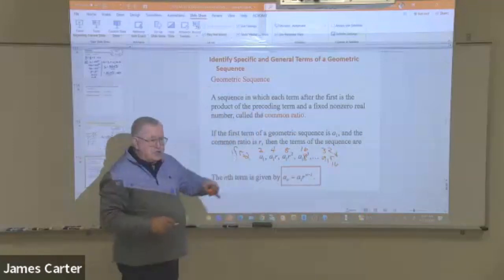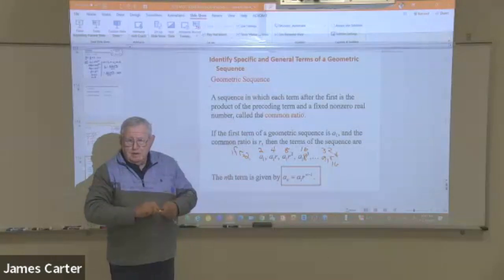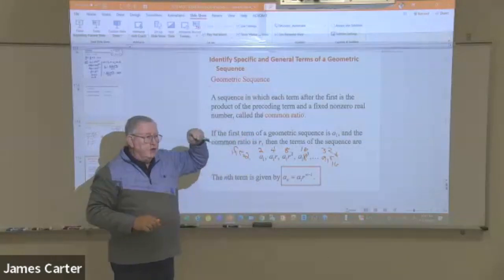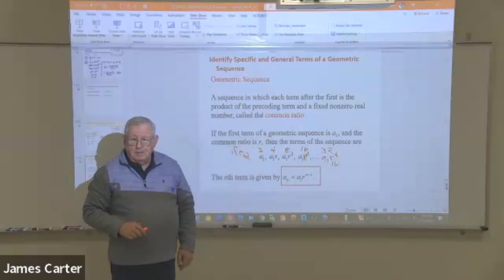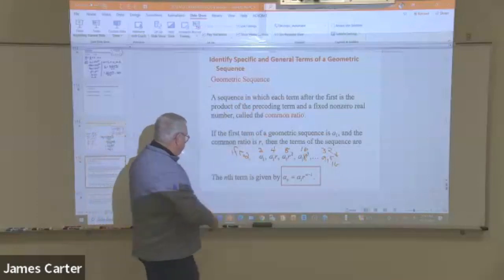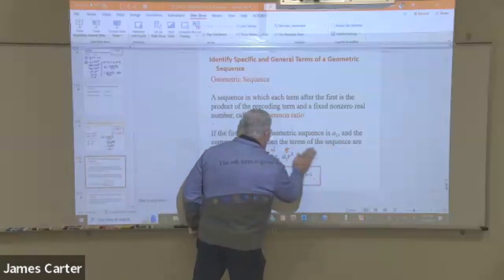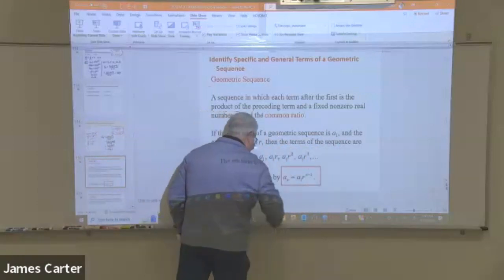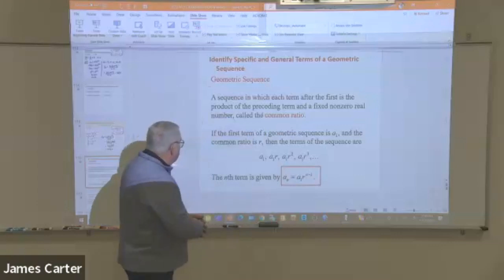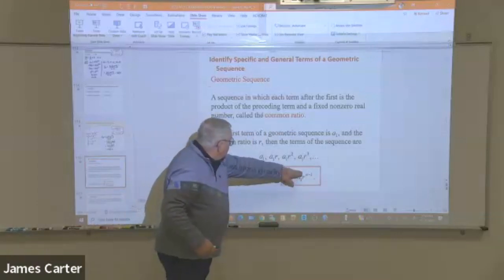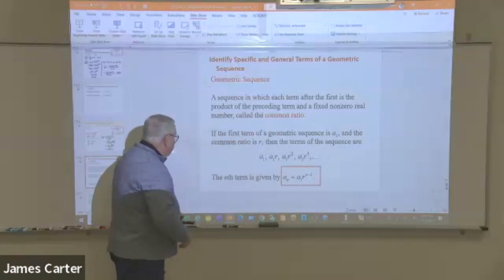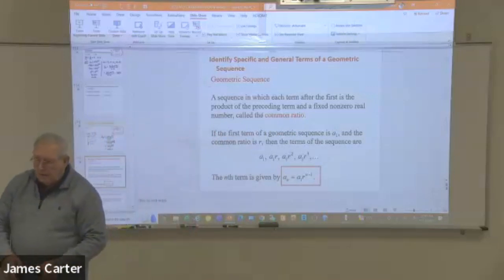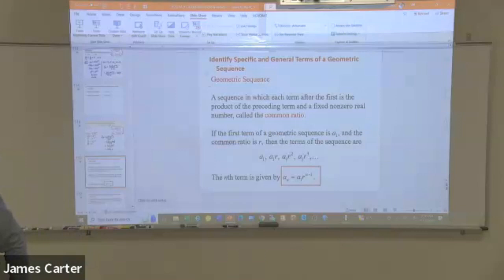That's what this notation really means. As you go on, your r actually increases by a power each time. And sometimes knowing that can be useful. And because of that, you've got this equation that we can use.